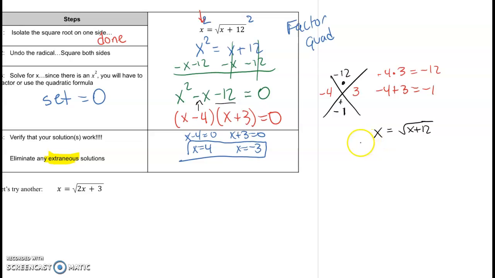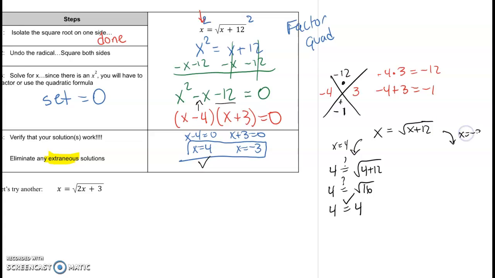I'm not going to do any math work. So when we plug in x equals 4, we ask ourselves, is 4 equal to the square root of 4 plus 12? 4 plus 12 is 16, and when we take the square root of it, we do get 4. So that does work. 4 does check. 4 is a solution. It works.